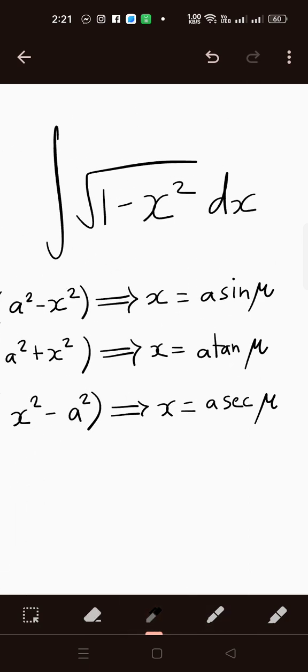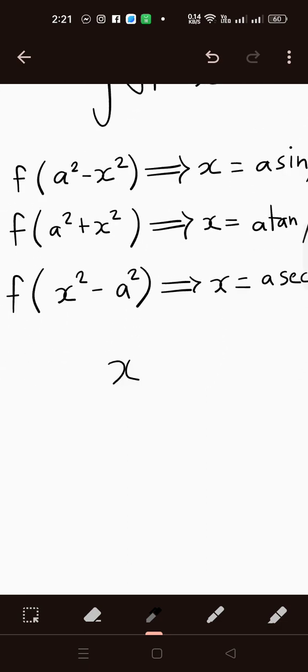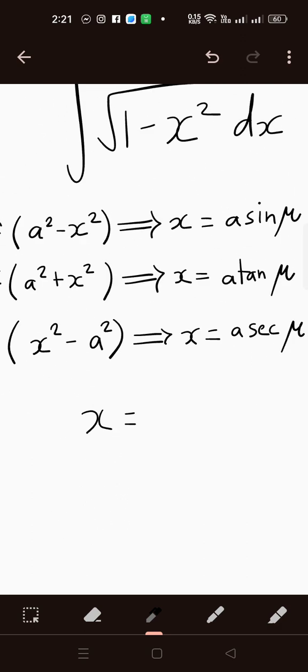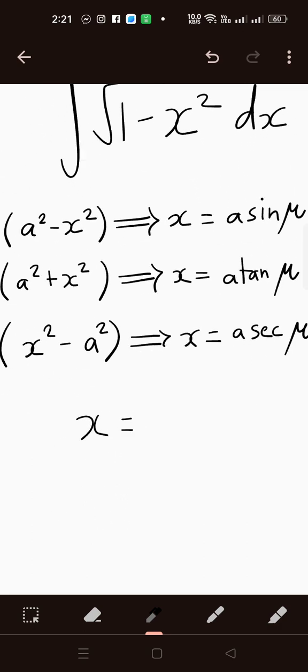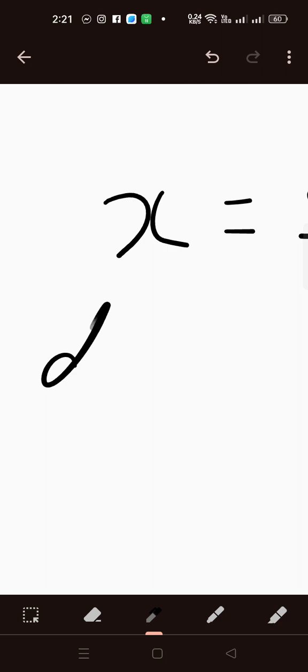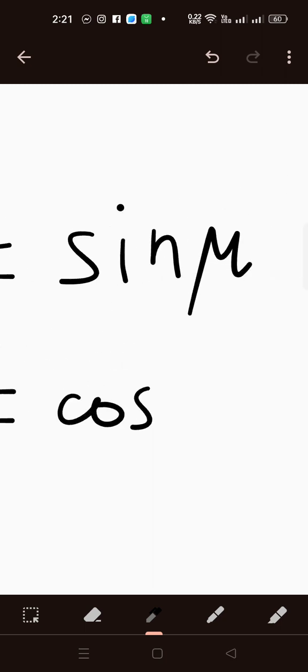Of course, since I have a 1 minus x squared, I'm going to pick the first form. So I'm going to pick x equal to a sine mu, where my a would be 1, because the square root of 1 squared is just 1. So that would just be sine mu. Now, to substitute, I have to find my dx, which is cosine mu d mu.